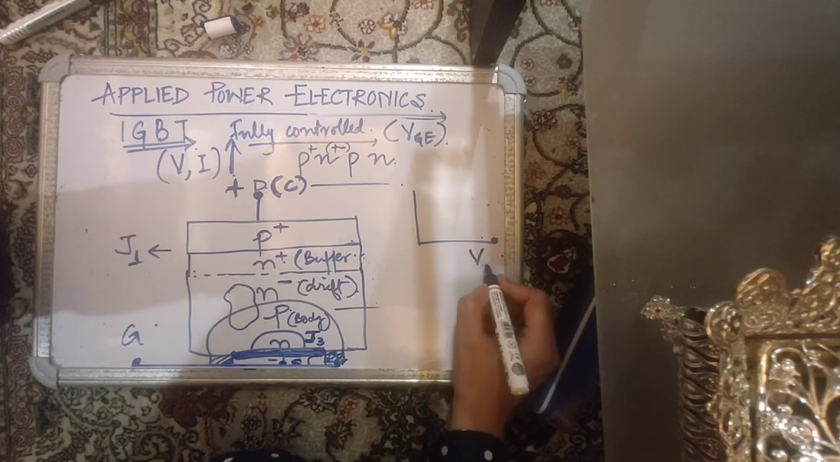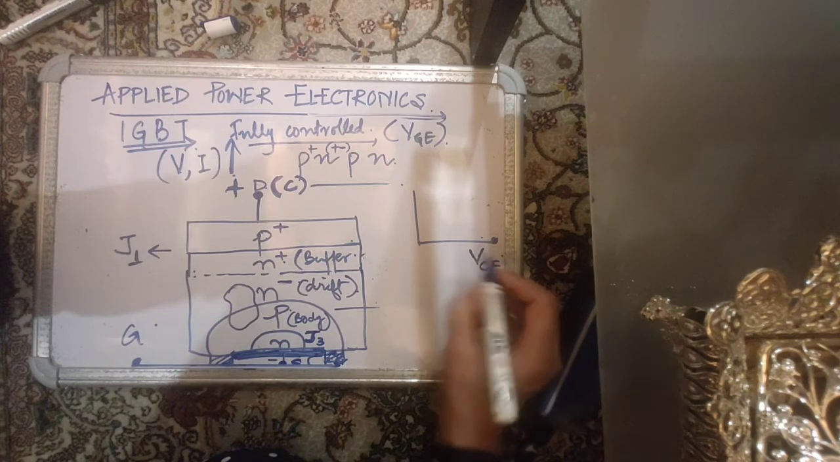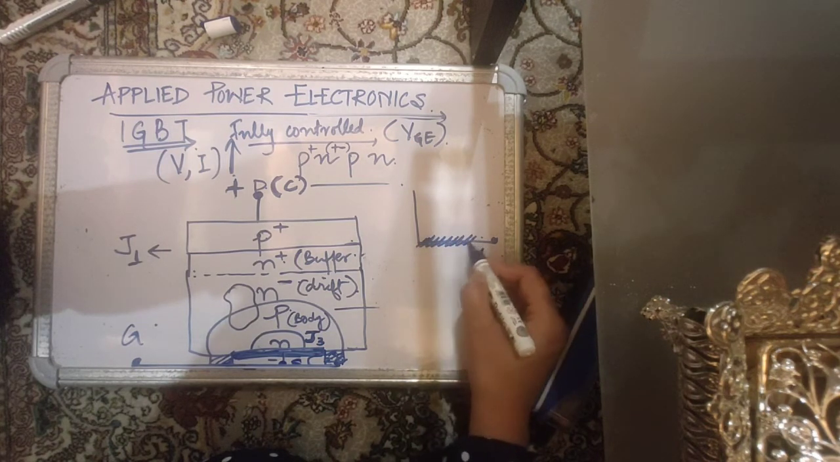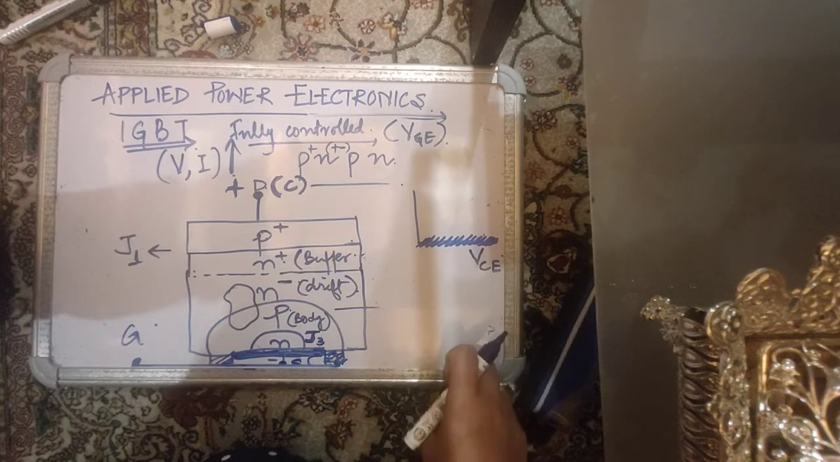because, let me call it collector emitter, I have not given it any gate as of now, and one of the junctions is reverse biased.